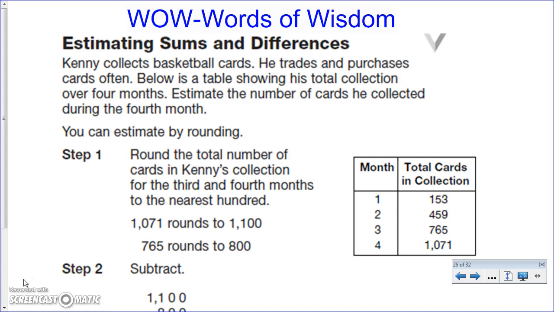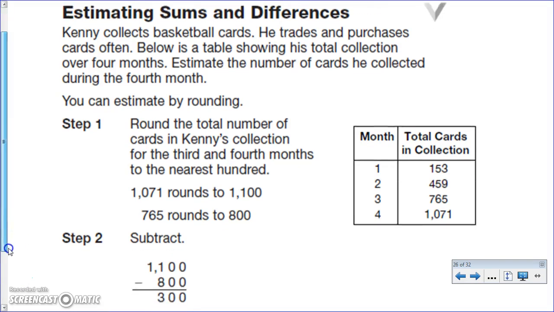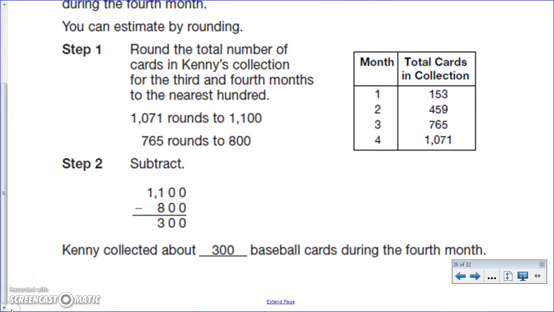So in step 1, round the total number of cards in Kenny's collection for the 3rd and 4th months to the nearest hundred. It's best when you're working with numbers that you round them both to the same place value. So 1071 rounds to 1100 and 765 rounds to 800. Step 2, we subtract. So 1100 minus 800 is 300. So Kenny collected about 300 baseball cards during the 4th month.